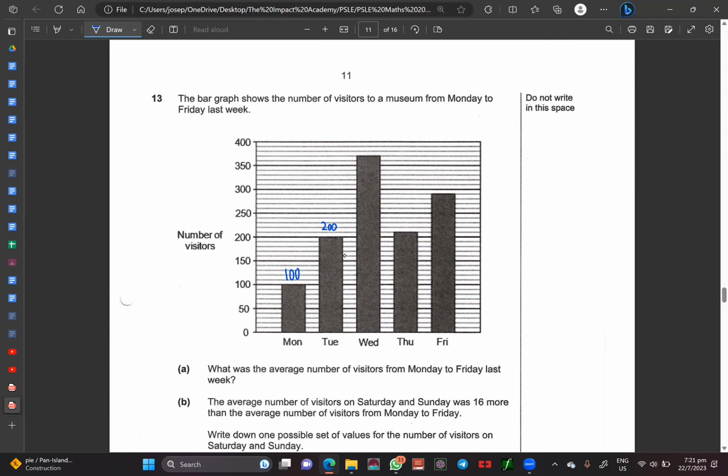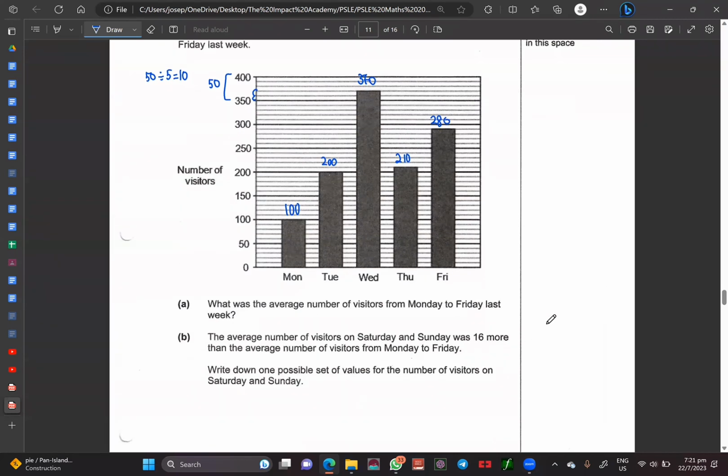1, 2, 3, 4, 5. So from here to here is 50. So 50 divided by 5 is equal to 10. That means every bunny hop, every jump is 10. So 10, 20. So therefore, this is 370. Now this is 210. This is 280.